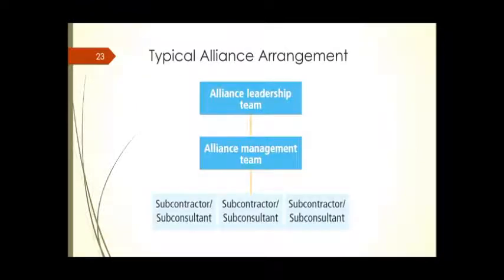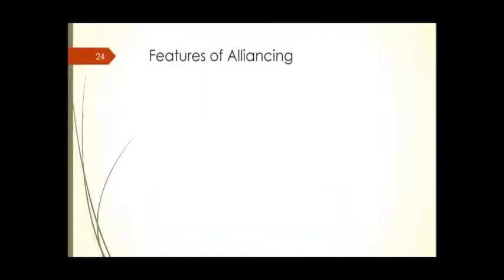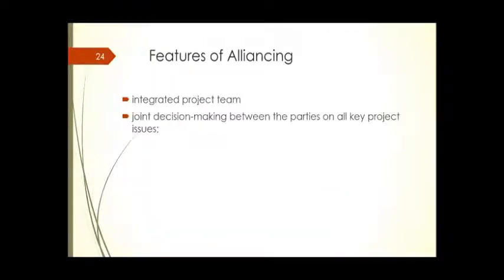So how do we do that? Mainly, we need to create the team, and we get 2 from each side: client 2, consultant 2, and contractor 2. These 6 will be the leading team, and they have to take the decision together. The 6 must take one decision, all of them, in order for any decision to be implemented on site. And under them, they will have their management team, and all of them are working together to achieve one aim of the project.